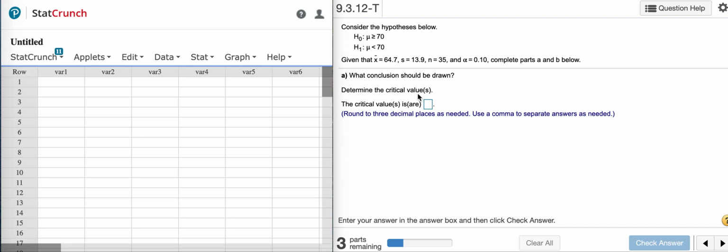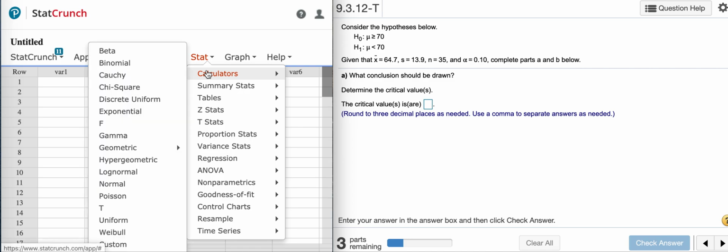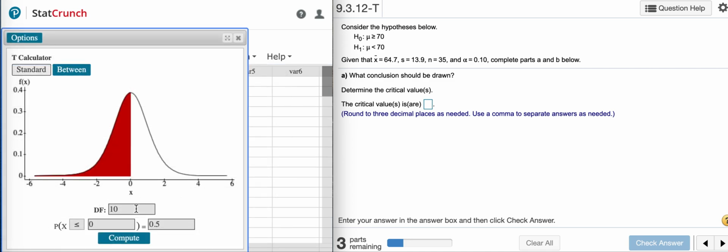So here, let's determine what the critical values would be for a one-tailed test arguing less than with a significance level of 0.1. Since I don't know sigma, I'm going to be using a t-test. So I'm going to use the t-distribution to find this probability and this percentile. So I'll press stat and use my calculators. This time I would use the t-distribution.